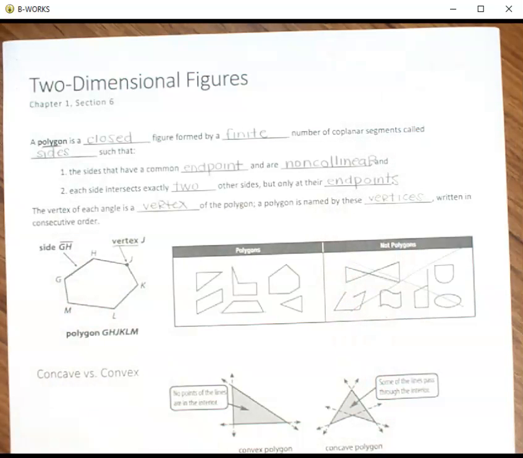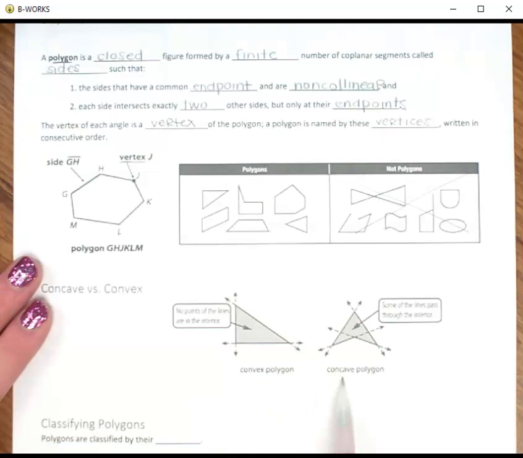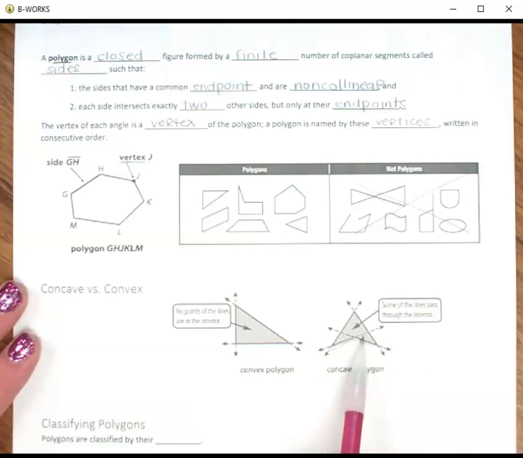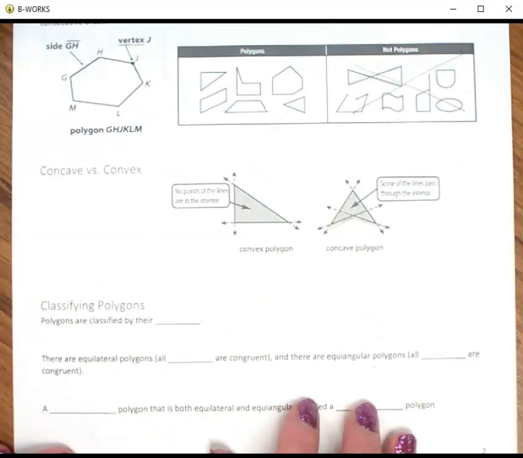Now we can have convex and concave polygons. Convex is probably what you're used to seeing. Concave polygons are any polygon that has kind of a cave that goes in. If we extend this side here, this part of that side is on the interior of the polygon, and so that's what makes a concave polygon. If we extend all of the sides, and any of those extensions are inside the polygon, that's a concave polygon.